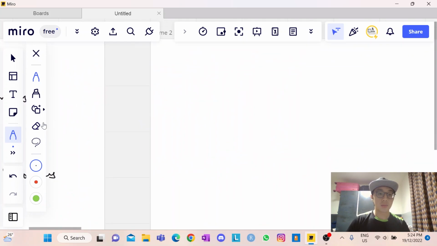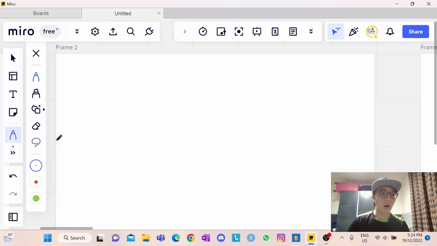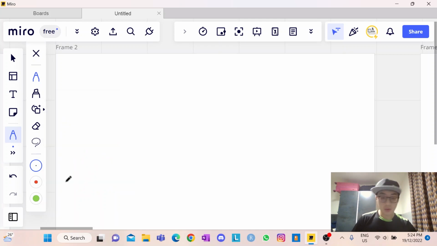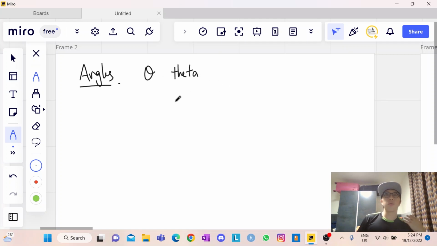Okay, so number one here, there are different types of angles. So number one, we have angles. We will usually denote it as theta. This is theta. So usually when we are talking about an angle, then we will say theta.